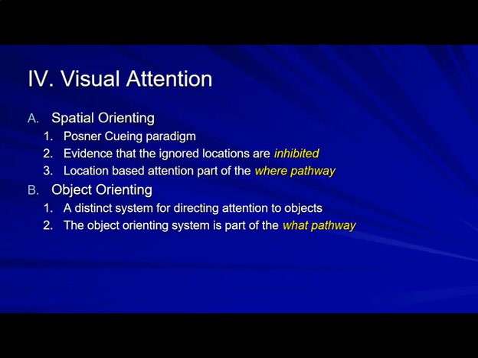So locations and objects are actually handled a little bit differently because it starts with perception, and perception has different what versus where pathways. We start to see how the perceptual systems and the attentional networks start to work together in some of these different kinds of tasks. Any questions about this kind of visual attention task?